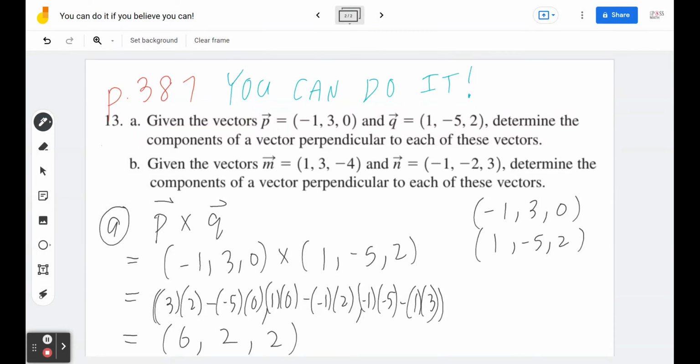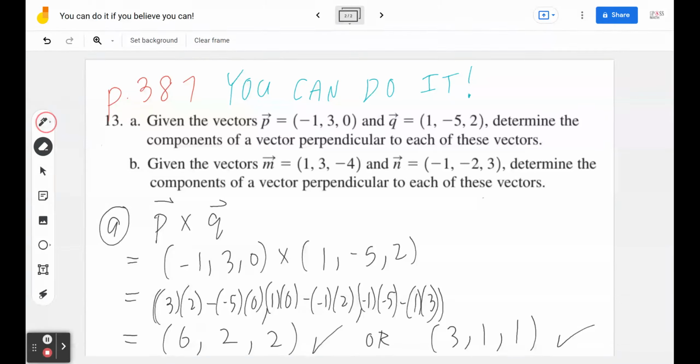Now, the truth is, this is not the only answer. 6, 2, 2 is one possible answer. What's another possible answer? It could be any scalar multiple of 6, 2, 2. So if you divided this by 2, and you're thinking, what about 3, 1, 1? Well, that works too. Now, the key is you want to double check. So to double check, you look at the vector 3, 1, 1.